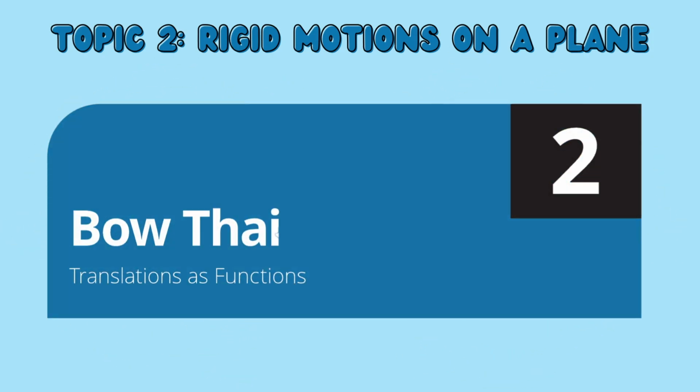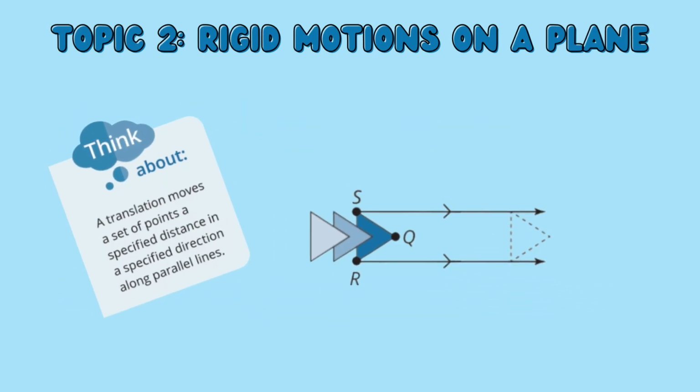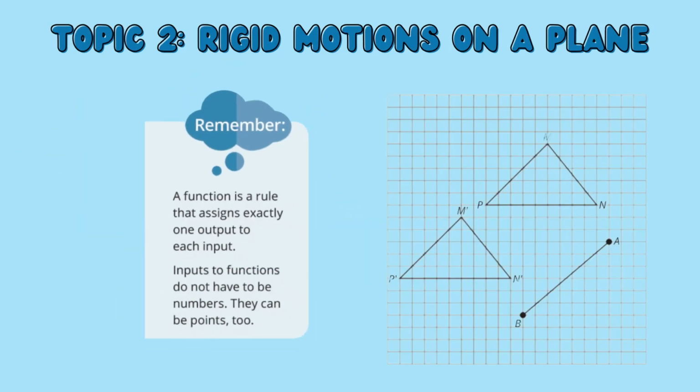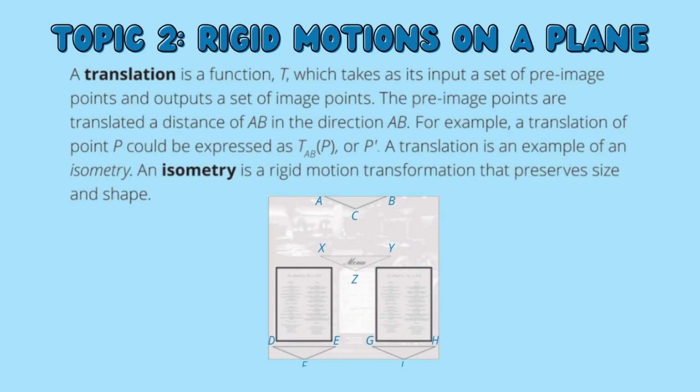Lesson 2, Bow Tie. Translations as functions. Here, students will explore translations on the plane. They will describe translations as functions that take points on the plane as inputs and produce translated points as outputs. Finally, students will compare transformations that preserve distance and angles, called isometries, to transformations which are not isometries.